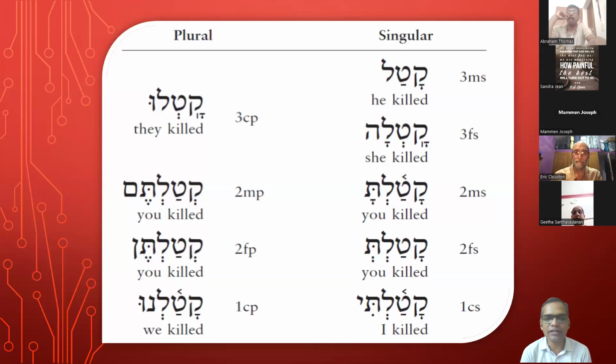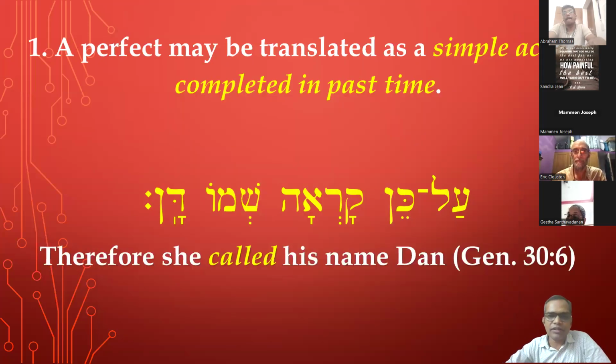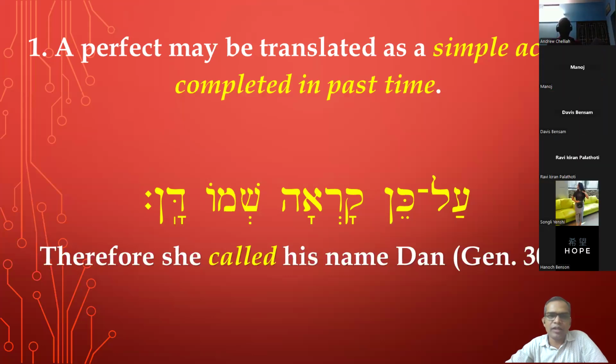Katal, katla, katalta, katalt, katalti, katlu, ketaltem, ketalten, katalnu. So this is called the Qal perfect conjugation. Now, how is the Qal perfect conjugation translated? Number one, the Qal perfect conjugation can be translated as a simple action completed in the past. Now, Davis, can you read this phrase?